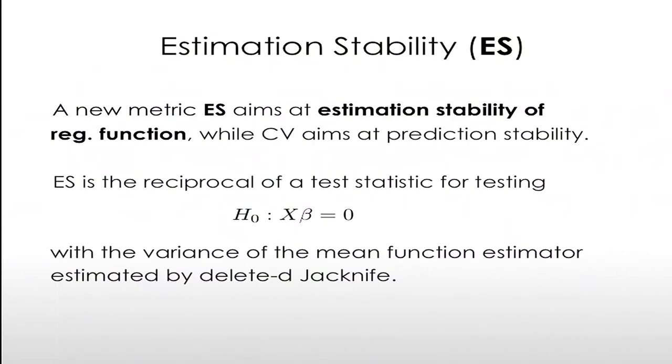And the way we designed estimation stability can now be interpreted, though we didn't come up with it this way, as a way of testing whether this linear regression function is zero, using stability through a delete-d jackknife.